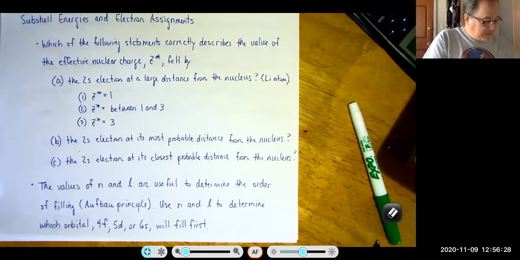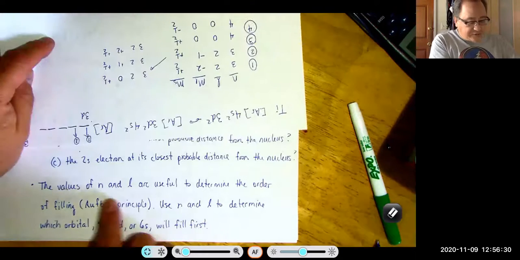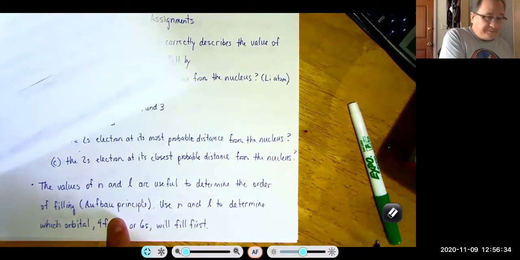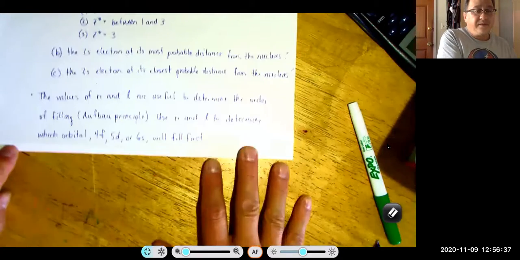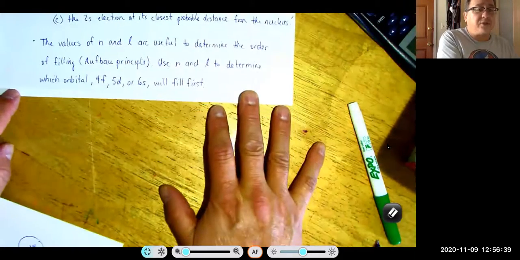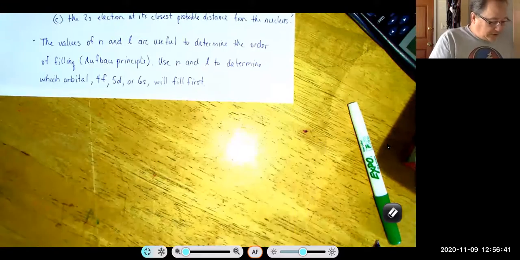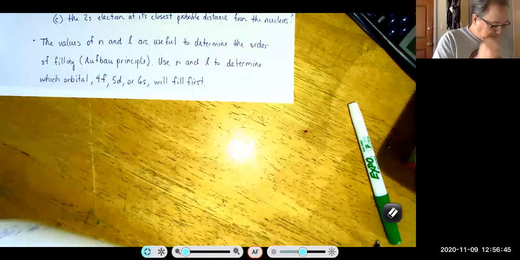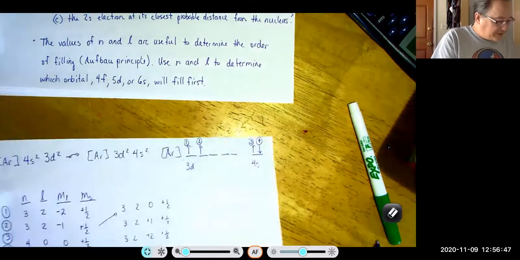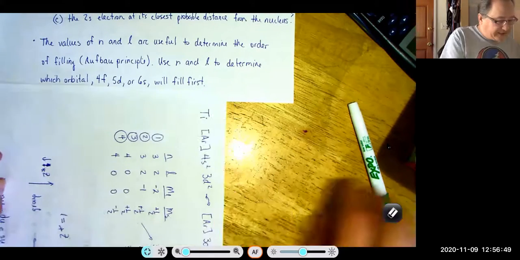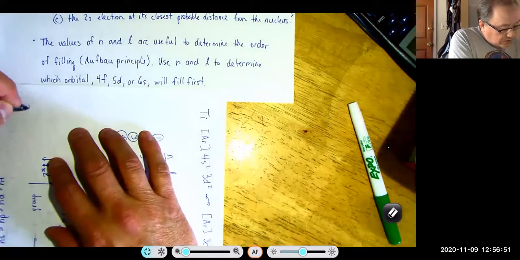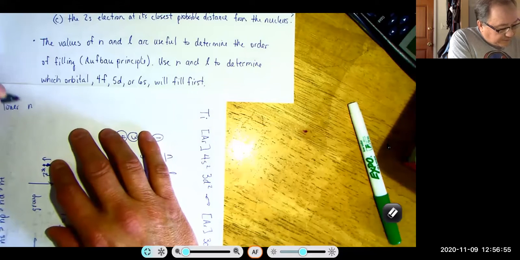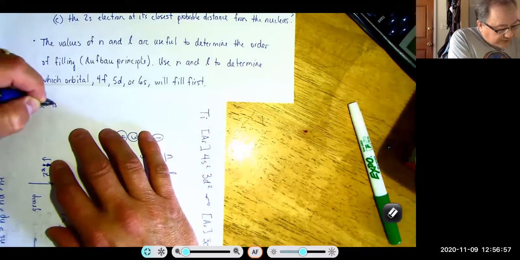Okay, the values of N and L are useful to determine the order of filling, which is the Aufbau principle. Use N and L to determine which orbital will fill first. So this is something that the book wants you to know. I've never really used it, to be honest with you. But the deal is the lower N plus L is more stable.